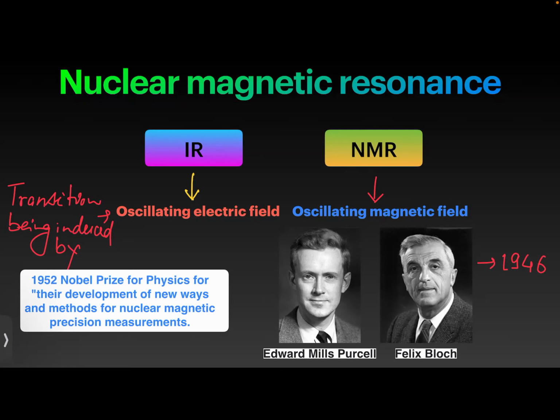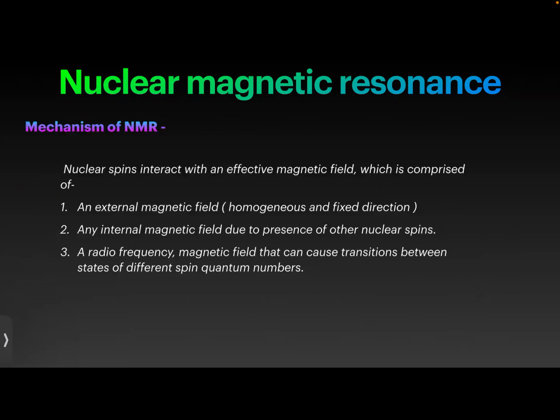So both were called the godfathers of NMR, and later, because of the utility of NMR spectroscopy, they were awarded the Nobel Prize in 1952. Bloch actually started working during World War time on studying the nuclear magnetic spectrum and its responses. Later he combined with Purcell and gave that spectroscopy.